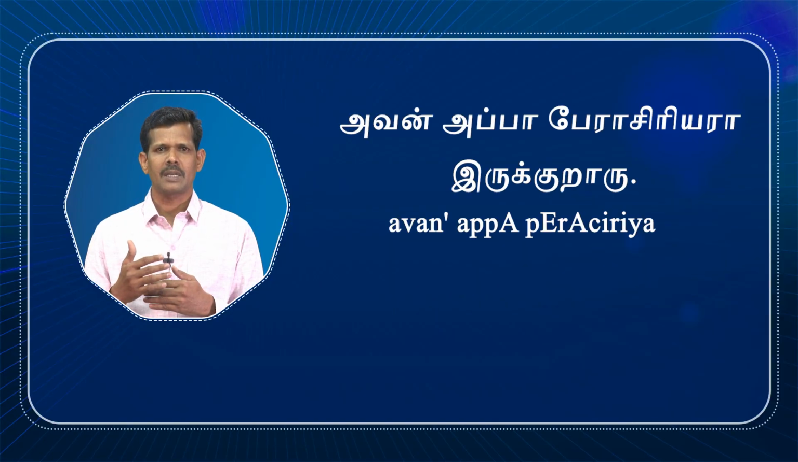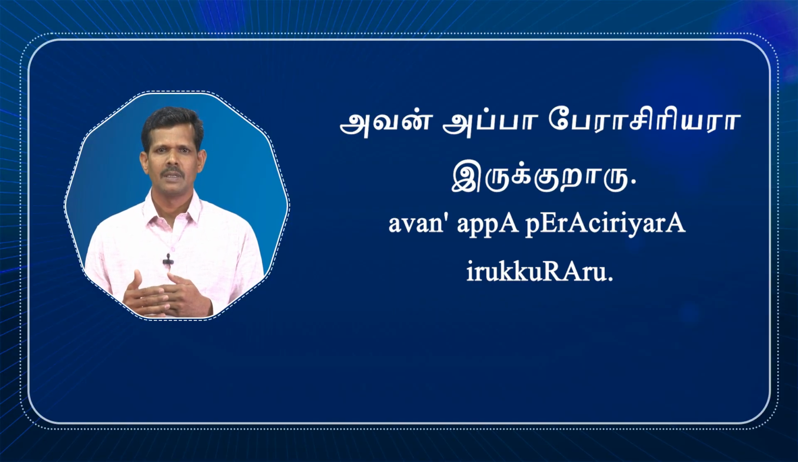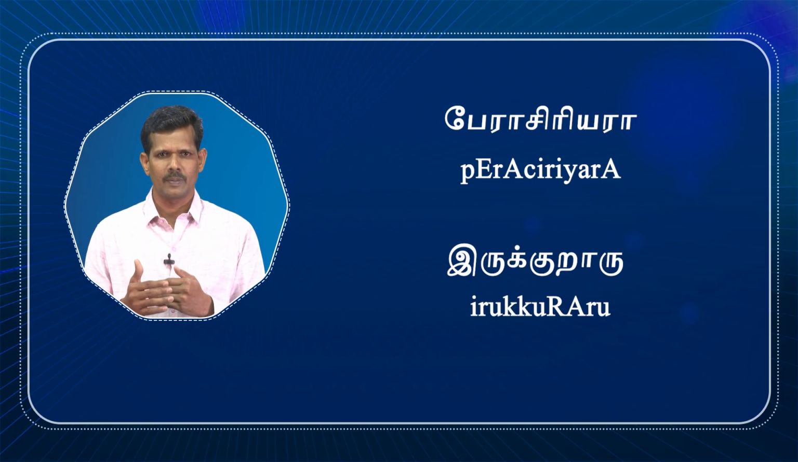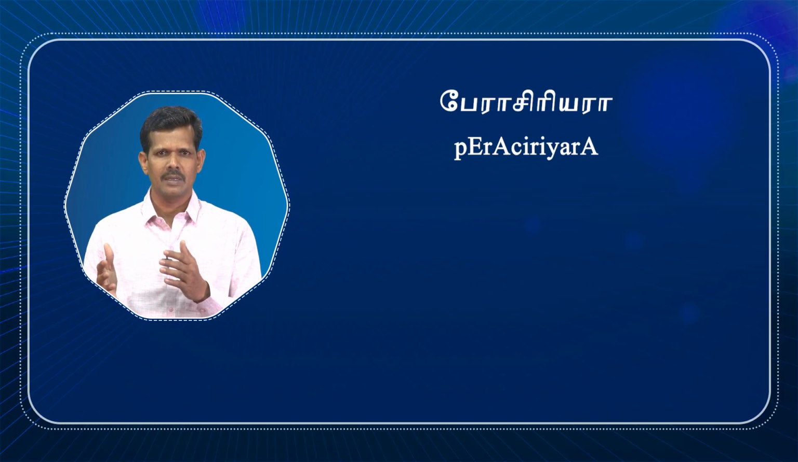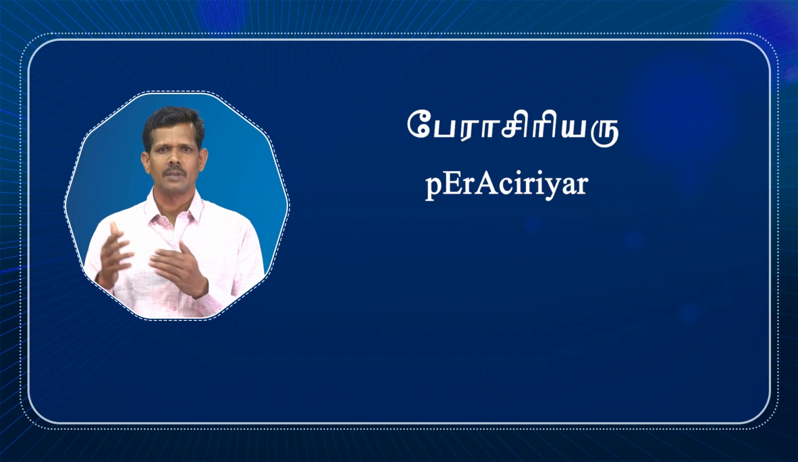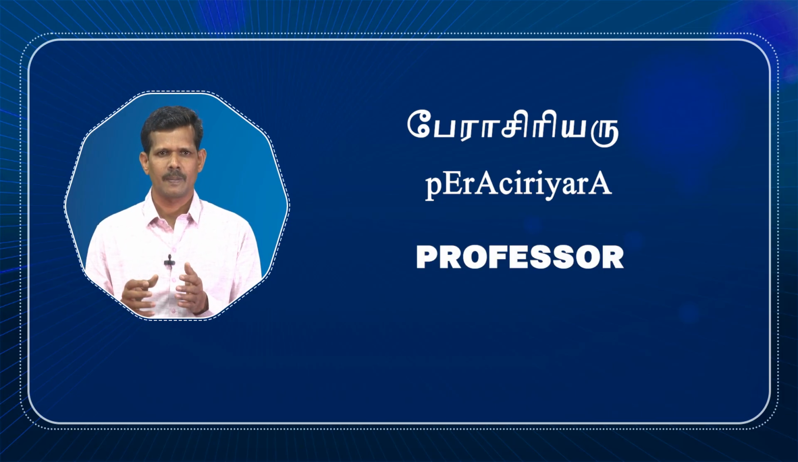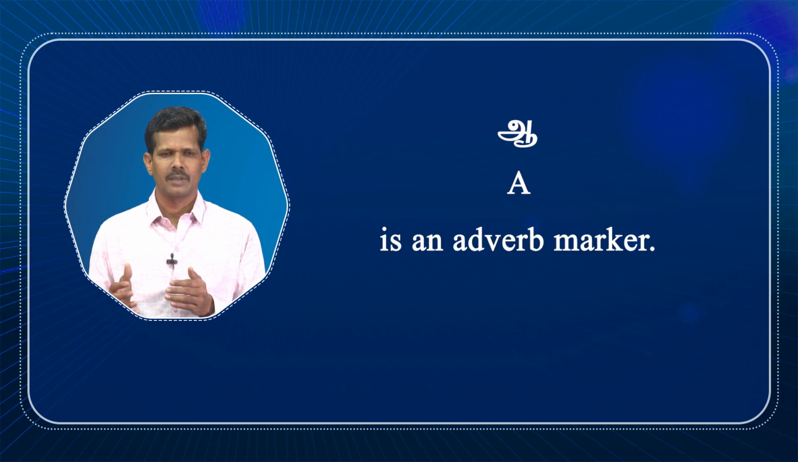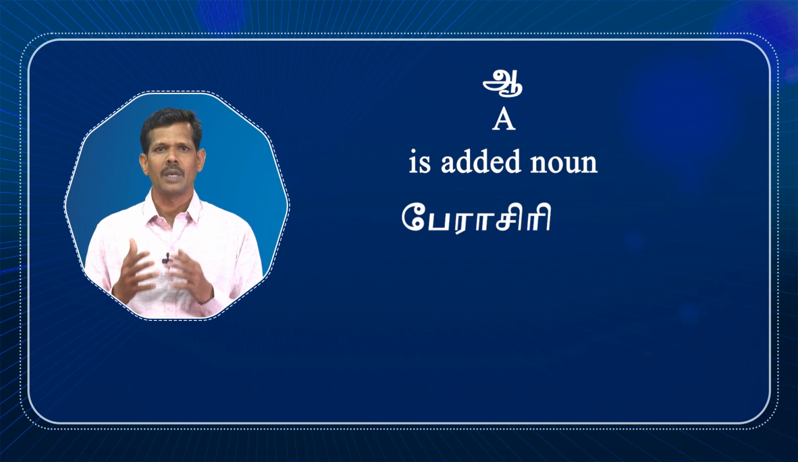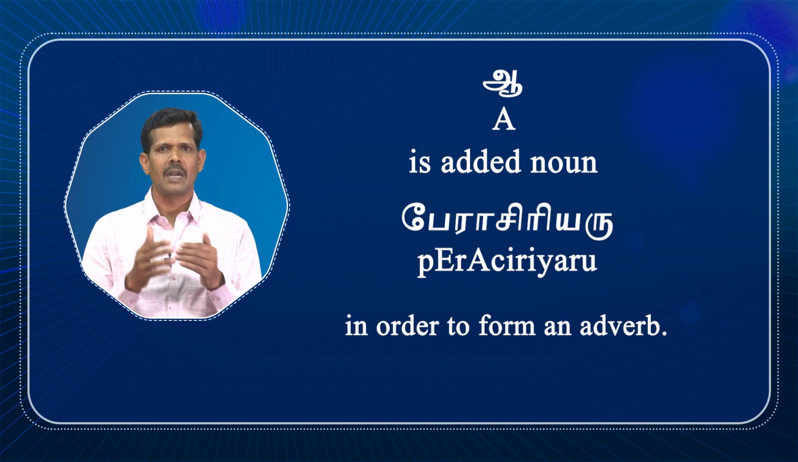அவன் அப்பா பேராசிரியரா இருக்கிறாரு. In the above example, பேராசிரியரா is an adverb which qualifies the verb இருக்கிறாரு. The word பேராசிரியரா consists of பேராசிரியரு plus a. Here பேராசிரியரு is a noun which means professor. A is the adverb marker. As I have just informed you, the adverb marker a is added to the noun பேராசிரியரு in order to form an adverb.